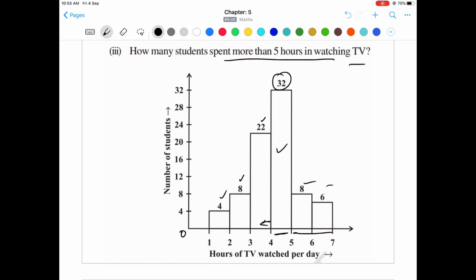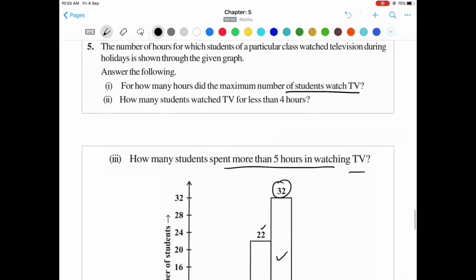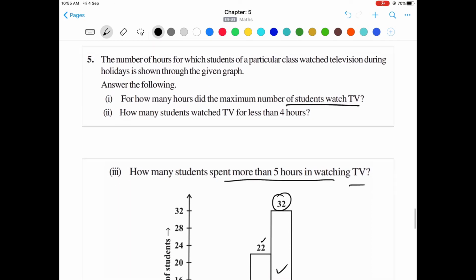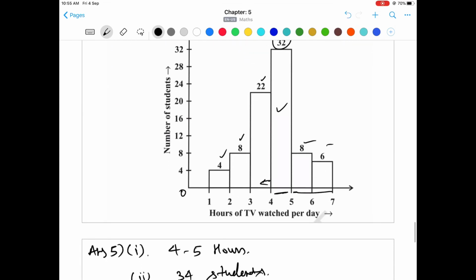Okay, so we have completed exercise 5.1. Now what you have to do is practice all the questions multiple times so that you can understand them better and you can do them easily. Okay, so with this we have finished exercise 5.1.